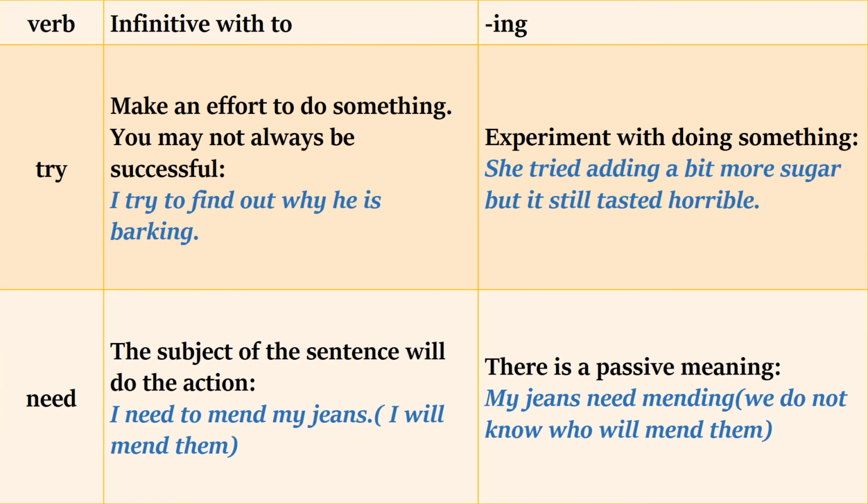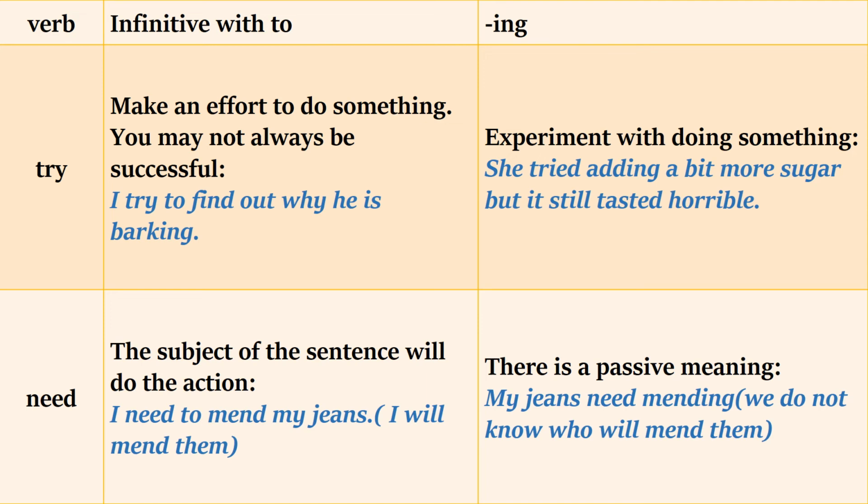Try is followed by infinitive with to when it means make an effort to do something. You may not always be successful. Example. I try to find out why he is barking. It is followed by ing when it means experiment with doing something. Example. She tried adding a bit more sugar but it still tasted horrible.